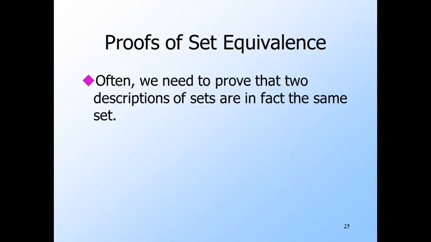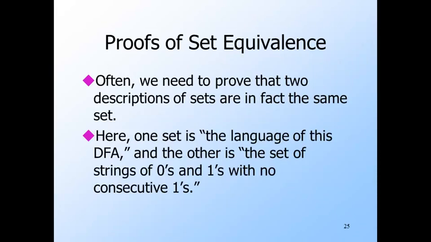Many important facts about automata that we might want to prove are of the form that two sets, typically languages or sets of strings, are really the same. We're going to prove that the DFA we've been playing with accepts the language I claimed it does, the set of binary strings without consecutive ones. So one set is the language of the DFA from our example, and the second set is the language consisting of all strings of zeros and ones without two consecutive ones.